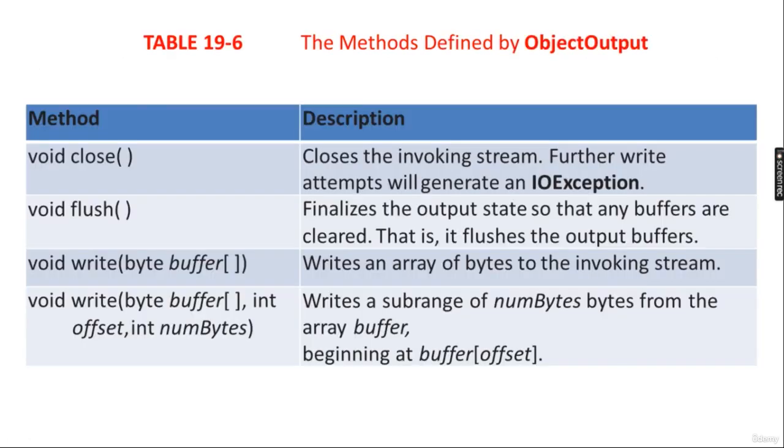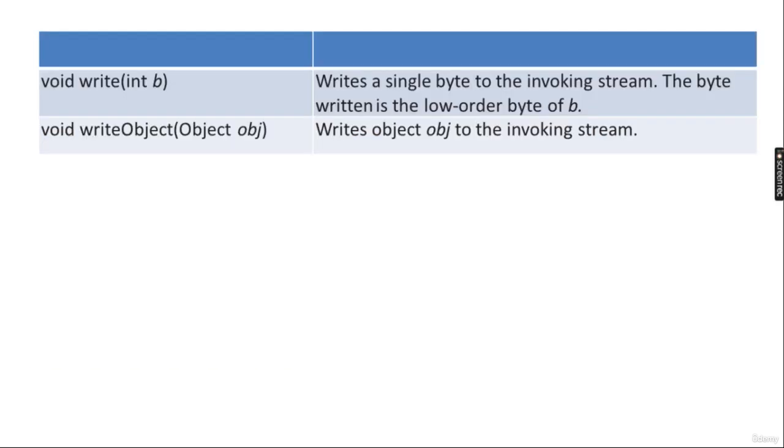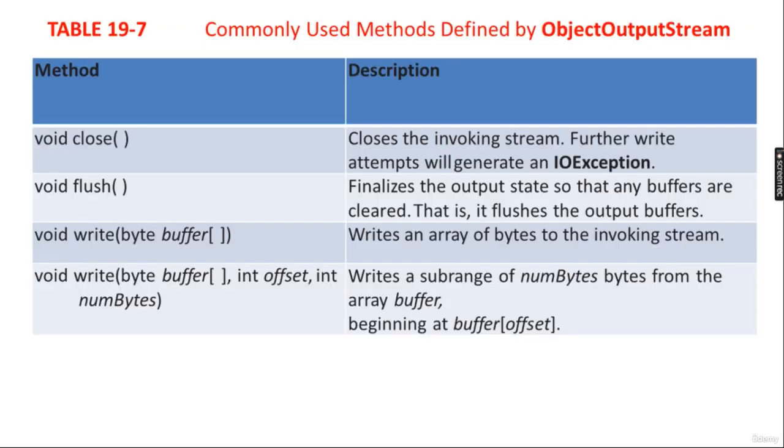Methods defined by ObjectOutput: void close closes the invoking stream. Further write attempts will generate input output exception. Void flush finalizes the output state so that any buffers are cleared, that is, flushing the output buffers. Void write writes an array of bytes to the invoking stream. Void write(byte[] buffer, int offset, int numBytes) writes a subrange of numBytes bytes from the array buffer beginning at buffer offset. Void write(int b) writes a single byte to the invoking stream. The byte written is the low order byte of b. Void writeObject(Object obj) writes the object obj to the invoking stream.